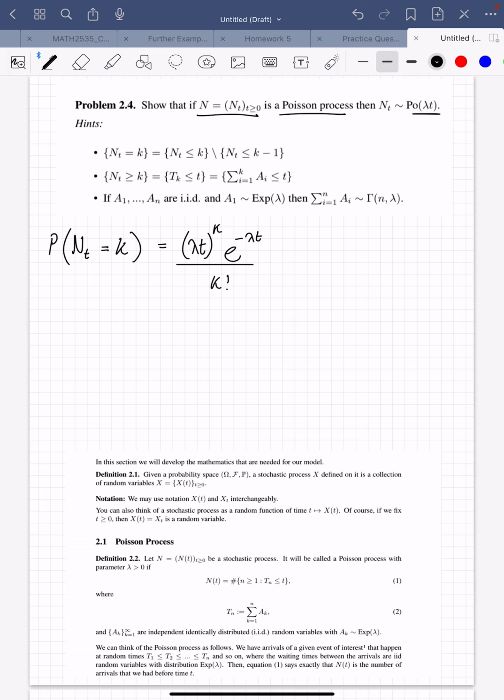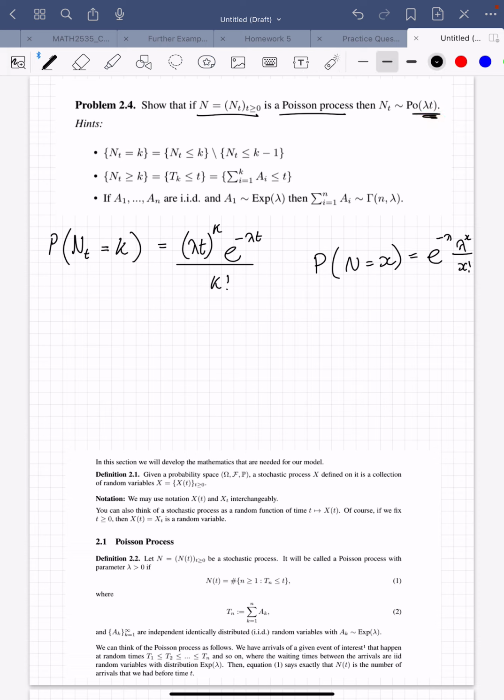So all we've done here is we're using the normal probability density function of the Poisson distribution, and we're just replacing those values with lambda t up here and with k, and that's that.